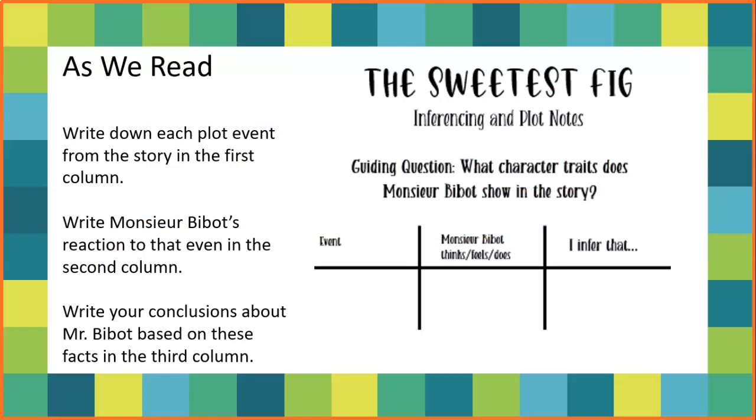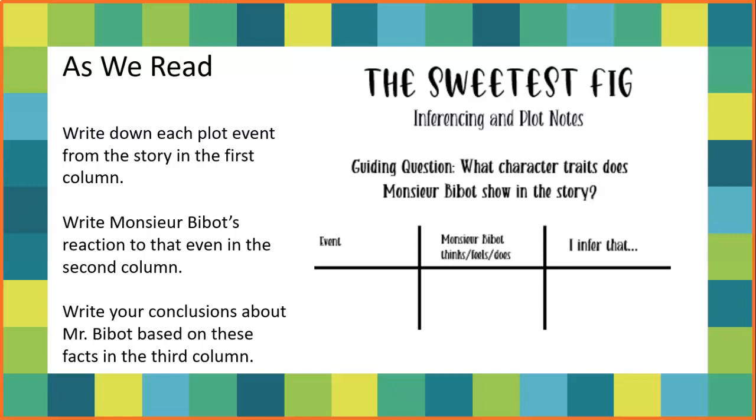So here's what you need to do as we read today. In your OneNote, there's going to be a page called Plot and Inference Notes. You're going to write down each plot event from the story in the first column where it says event. Write Monsieur Bibot's reaction to that event in the second column. So did he yell? Did he scream? Did he smile? Did he steal money? Like, what did he do? Then in the third column, tell me what that action says about Monsieur Bibot as a person.